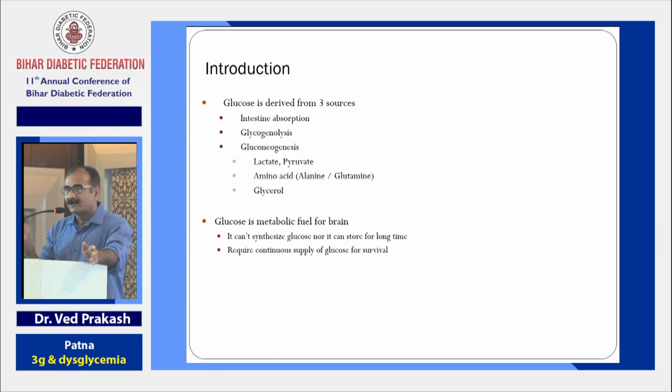And why is glucose important? Because glucose is the sole metabolic fuel for the brain. Brain can only use glucose in normal conditions or even in the early fasting states. For the proper functioning of the brain, glucose is a must. So glucose should be maintained within a very tight normal range, known as glucose homeostasis.